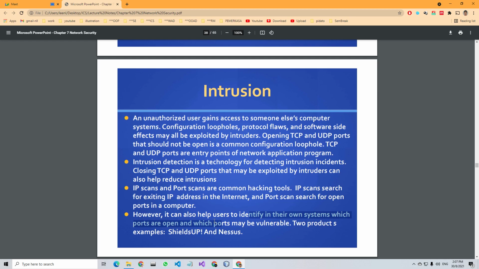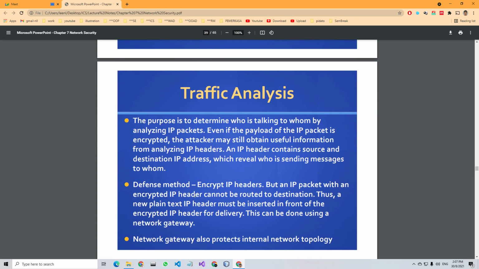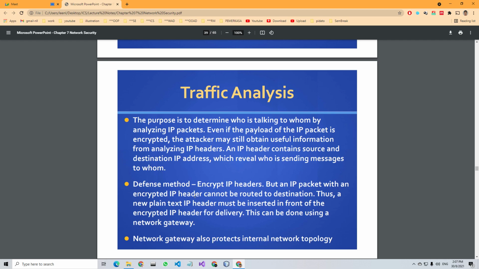So two popular products here to overcome this. Later on, we will cover the IP security part. So IP scanning, searching IP addresses, will be the last session. That one I will explain in detail. Intrusion detection is a technology used to detect intrusion incidents. Traffic analysis. The purpose is to determine who is talking to whom by analyzing IP packets.